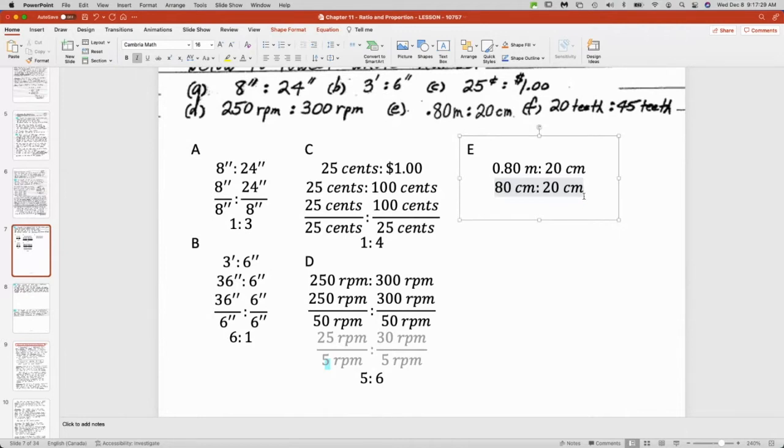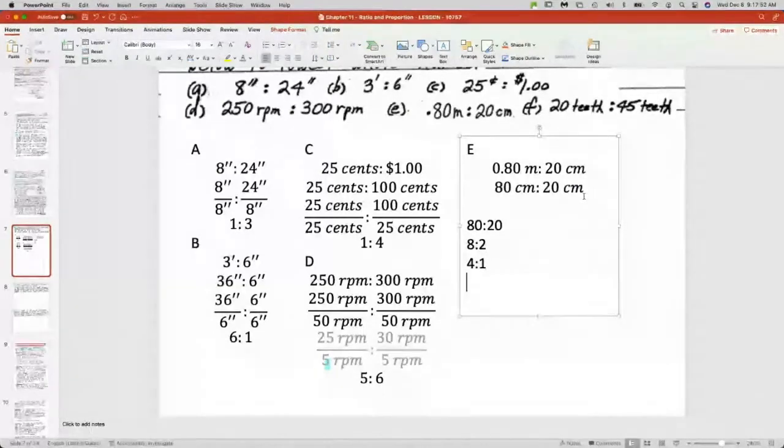Like here, it's 80 to 20. So what I would do in my head is 8 to 2 and then 4 to 1. For this question I'm doing 80 to 20. I get rid of the centimeters right away. And then I would do 8 to 2 and then 4 to 1. That's the process going on in my head. But I like to do little baby steps.